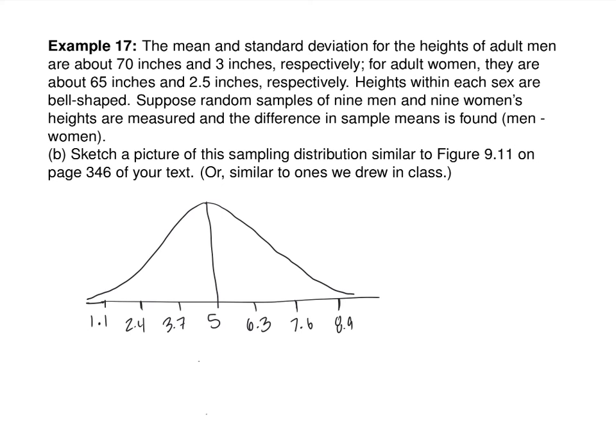Now, note that if you got a negative number, what would that mean? Well, that would mean that in your sample, women were taller than men on average. Which certainly is possible, but this tells us it's quite unlikely, because 0 doesn't fall within plus or minus 3 standard deviations of this mean.